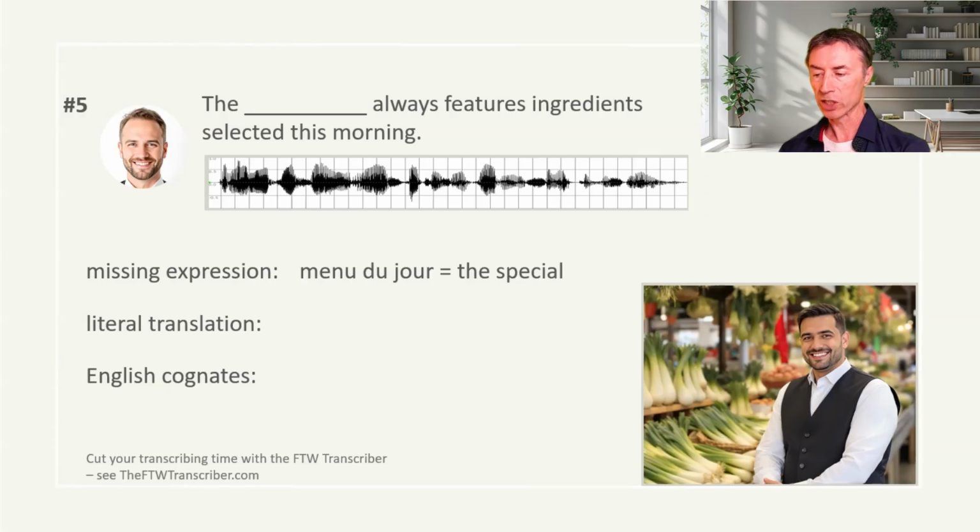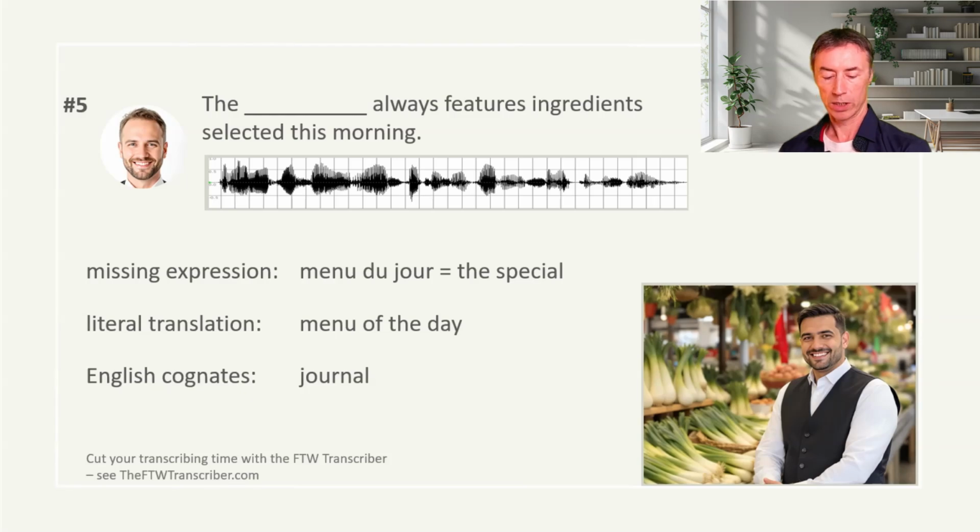So what's the literal translation of menu du jour? It means menu of the day. And are there any English words which mean something to do with day, which sound like jour? Well, journal. A journal is something which you might write in every day. Or there's the Wall Street Journal, which comes out every day.